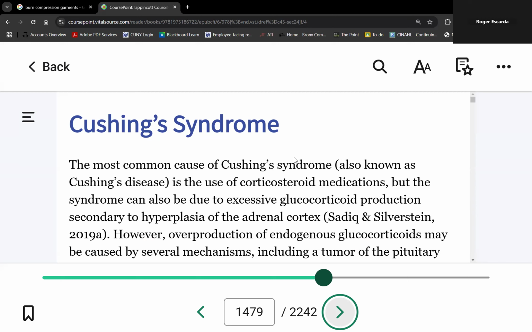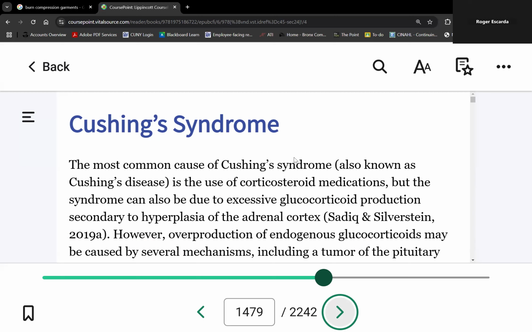Cushing syndrome now is different. It's now the opposite. Now they have too much salt hormone, too much sugar hormone. So we do the opposite. Now their blood pressure will be very high. Their sodium levels will be very high. Sugar will be high. And potassium will be low.